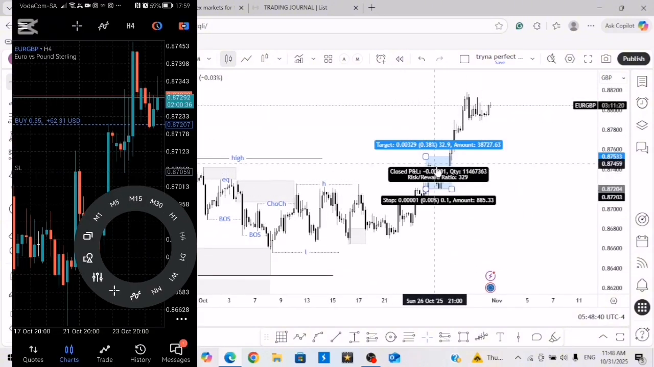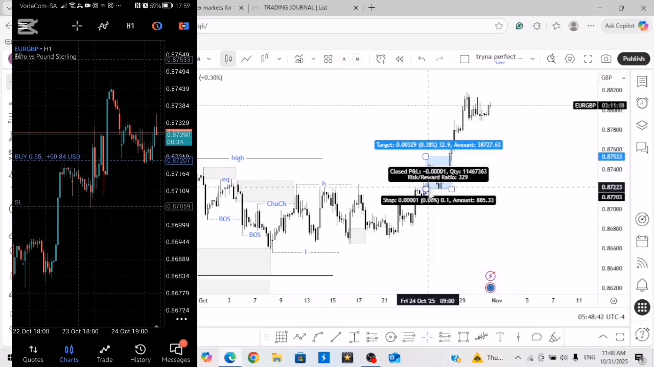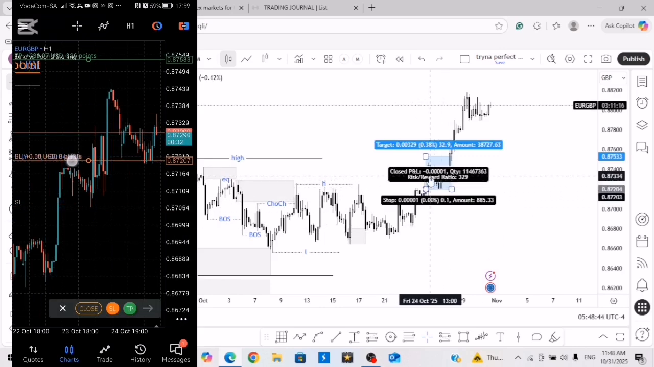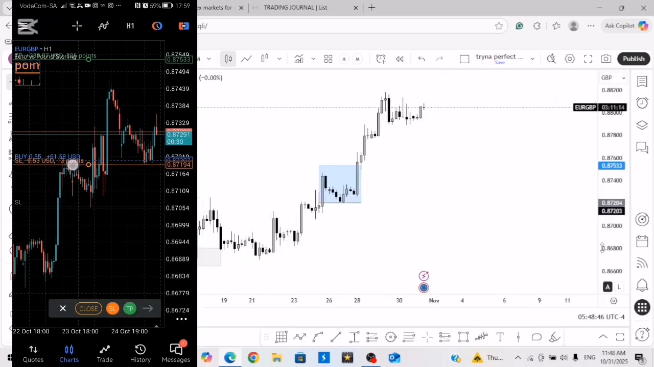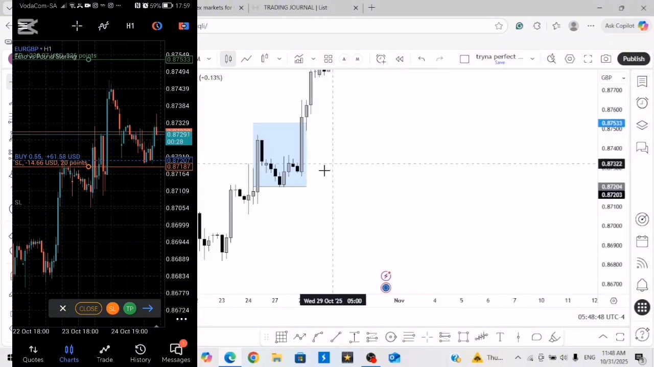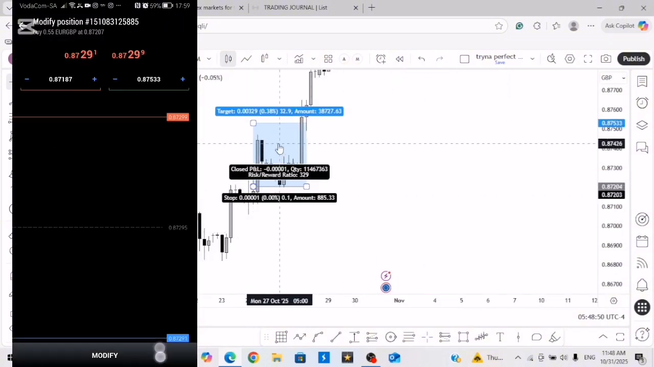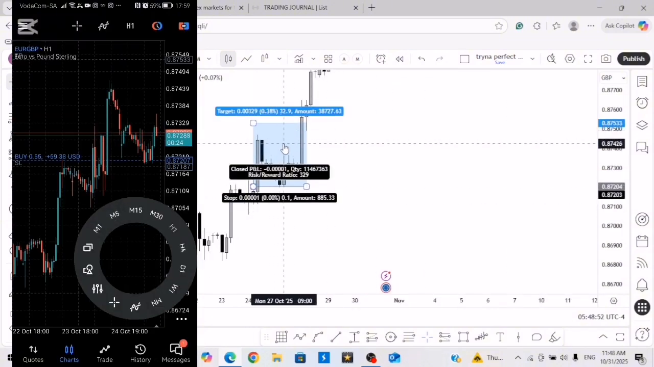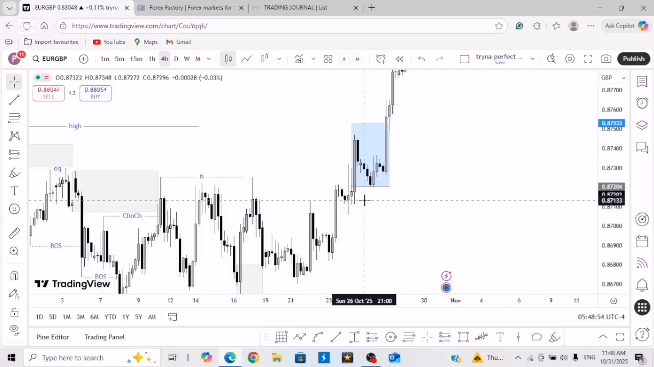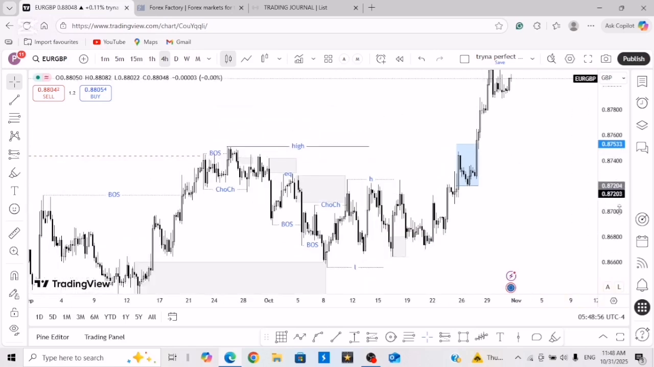So, I think this was last week. Yeah, last week I took a trade on Euro GBP. It's either last week or Monday. But then I took a trade on Euro GBP. It ended up hitting TP. I think it was like a young 1:2. I'll just post a video here.